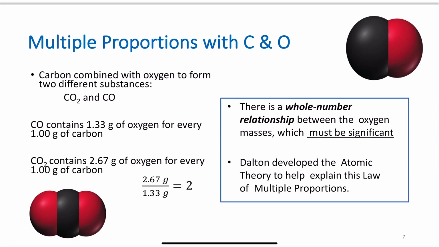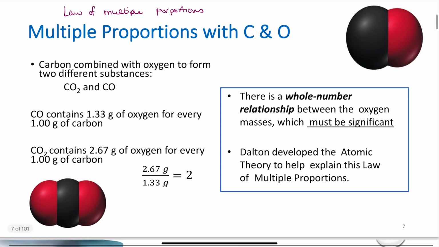And the law of multiple proportions. So this shows us, we're going to look at CO and CO2 specifically. So carbon can combine with oxygen to form two different substances, CO2, which is carbon dioxide, which as humans we breathe out, or CO, carbon monoxide, which is very, very poisonous to us because our bodies actually absorb it better than they do O2.